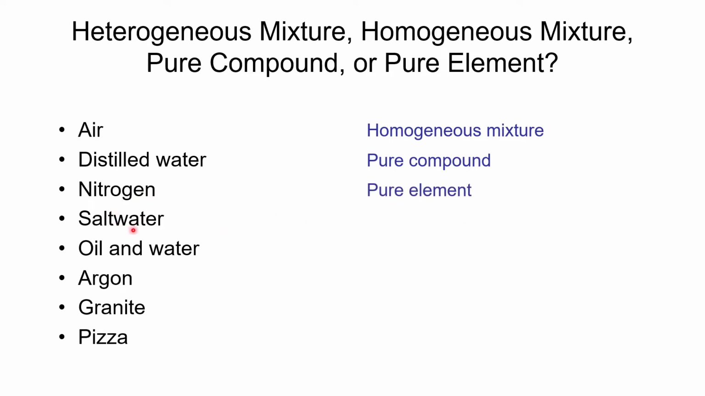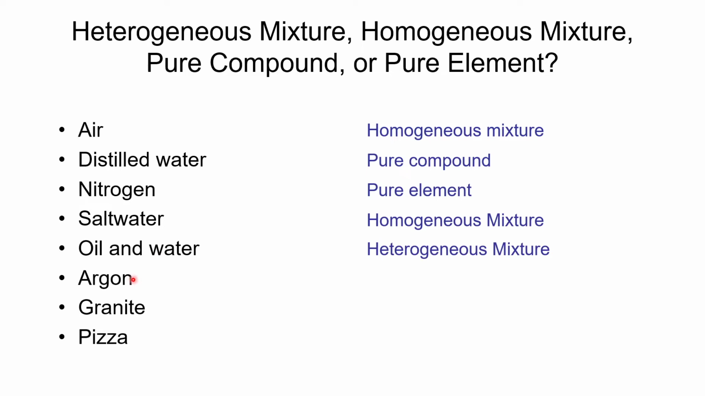Salt water is a combination of salt and water, and salt dissolves in water and is evenly distributed, so that is going to be a homogeneous mixture. Oil and water, if you've ever taken salad dressing, you mix oil and vinegar together, or you do oil and water, you shake it up, and the oil droplets will disperse through the water, but then they will settle to the top because the oil is less dense than the water, and so you'll get an oil layer and a water layer. You will find that is definitely a heterogeneous mixture.